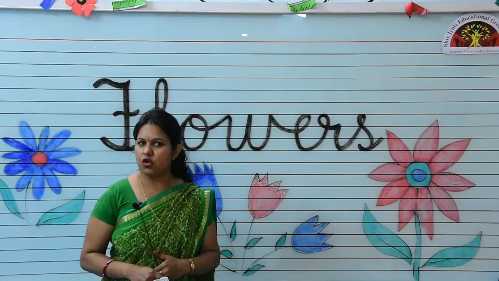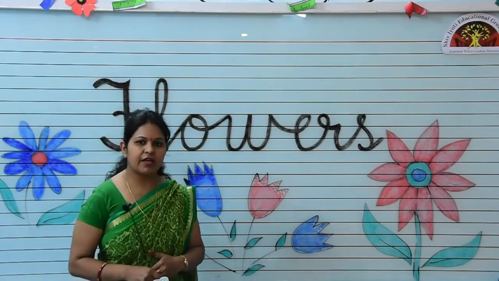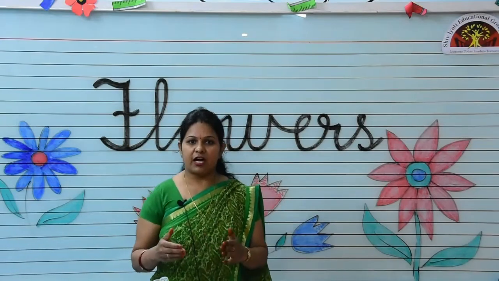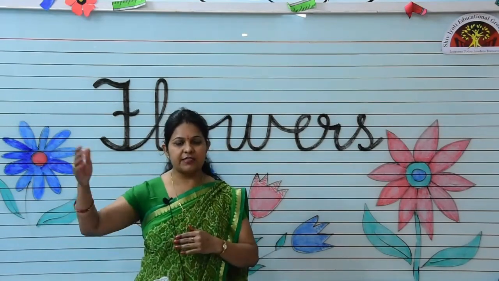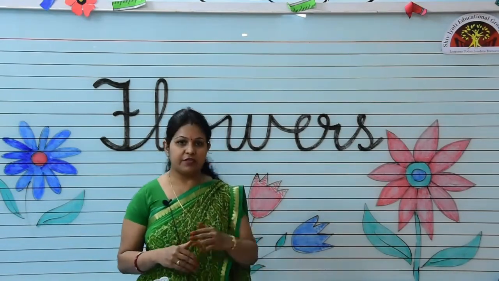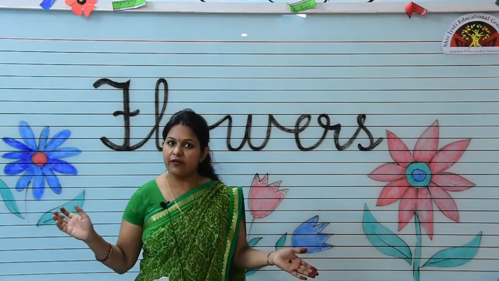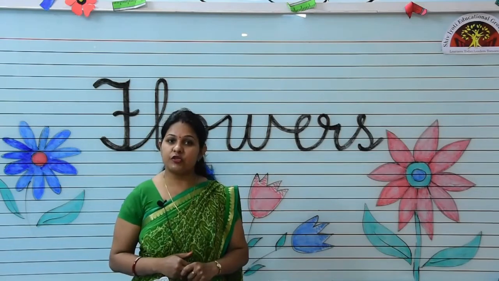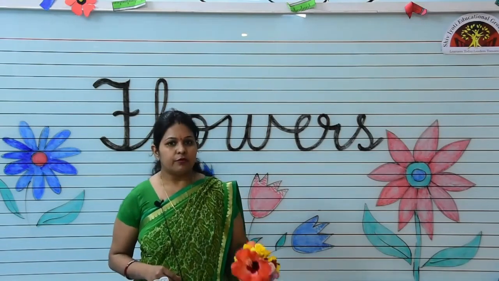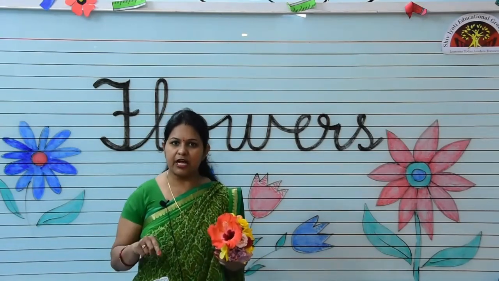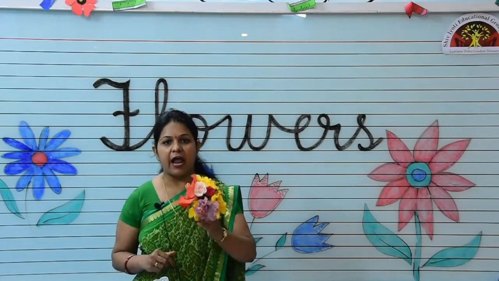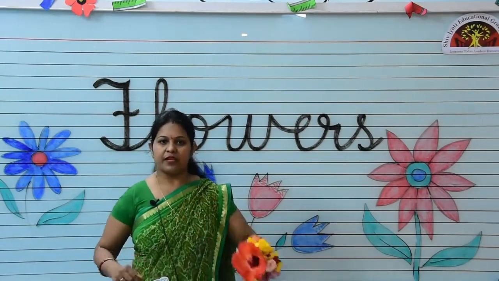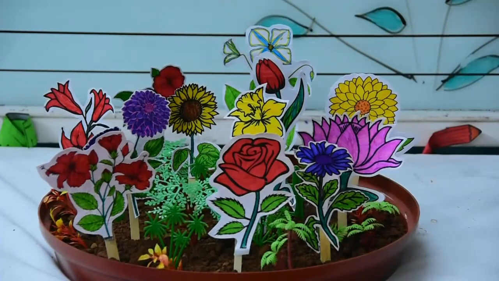Kids, our today's topic is flowers. Kids, we see flowers in gardens, on trees and on plants. We see colorful flowers everywhere. They look very pretty. We use flowers for decorations and sometimes to gift our near and dear ones too. So kids, have a look. I have so many colorful and beautiful flowers in my garden.